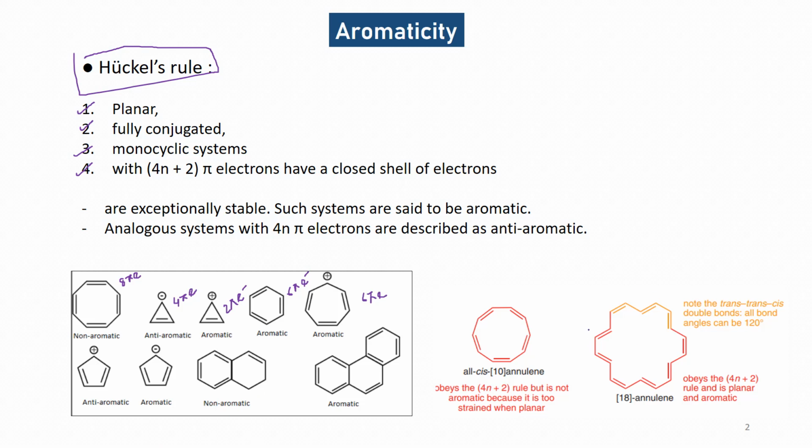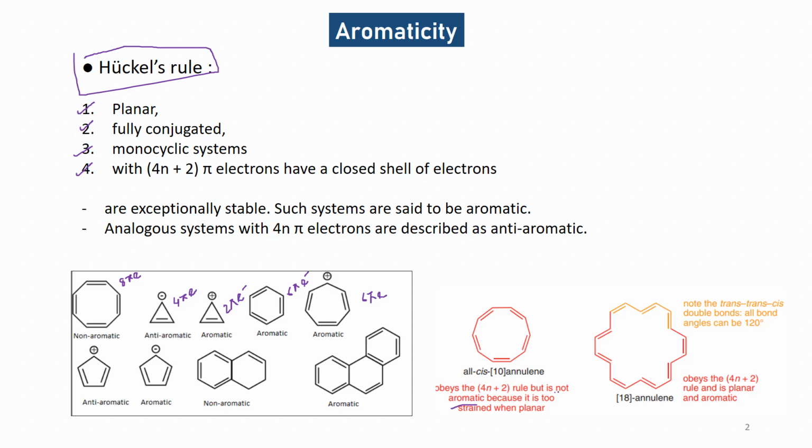Now talk about this type of system, which is this cis annulene. It follows the 4n plus 2 rule because it has 10 pi electrons. But due to this cis conformation of all the double bonds, this compound is not planar. That's why it's not aromatic.